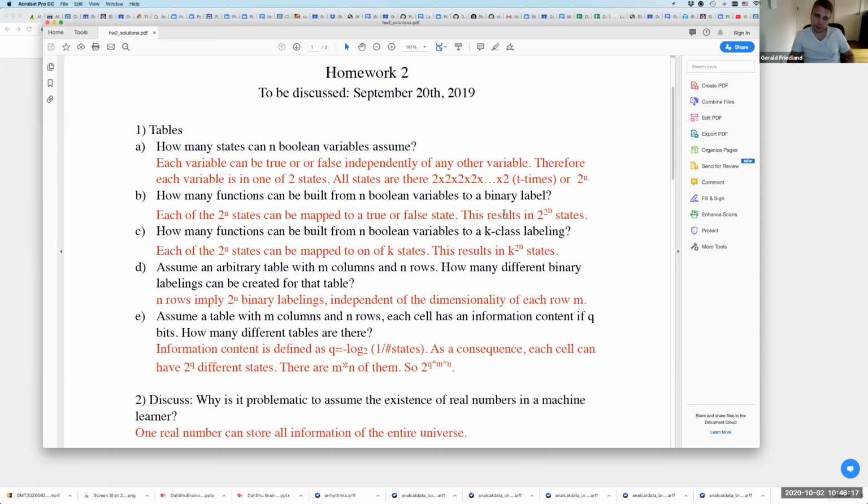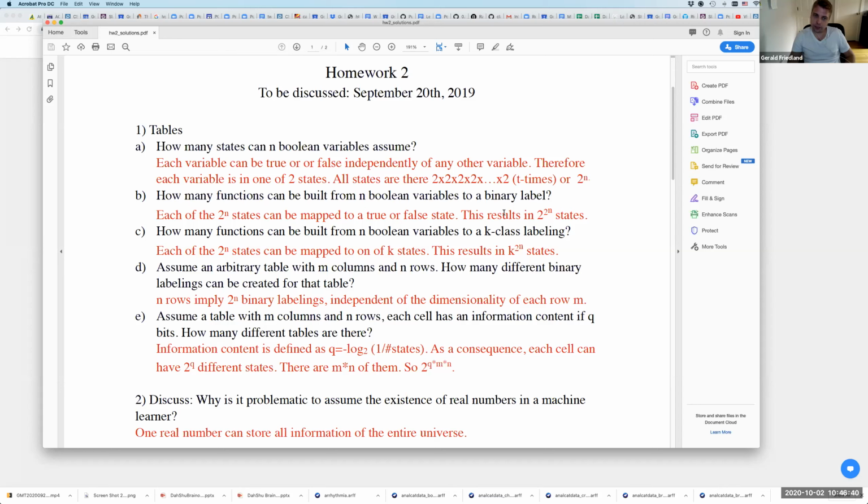How many functions can be built from n Boolean variables to a k-class labeling? Each of the 2 to the n states can then be mapped to k states. It's not 2 anymore, so all you have to do is not go 2 to the power of 2 to the n, but k to the power of 2 to the n. And you see how big these numbers go so quickly, right?